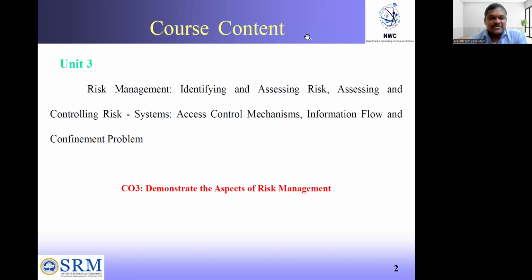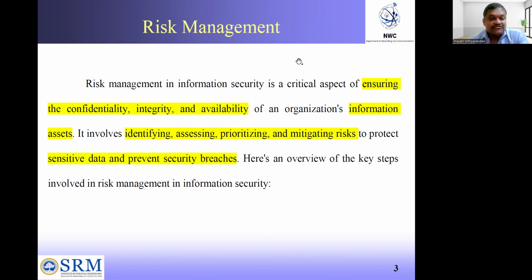So today we'll be discussing the topic of risk management. Let us have a brief introduction about what is meant by risk management. Risk management in information security is a critical aspect of ensuring confidentiality, integrity, and availability of an organization's information assets. It involves identifying, assessing, prioritizing and mitigating risk to protect sensitive data and prevent security breaches. Effective risk management helps organizations proactively address threats and minimize the potential impact of security incidents.